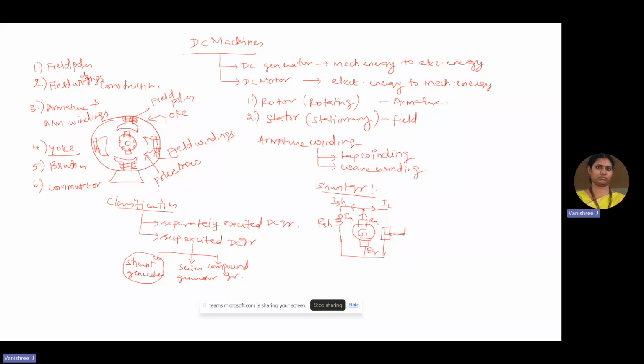On reaching this middle node, the terminal voltage across the load is V. Now, by applying Kirchhoff's current law at this node, we can write IA is equal to IL plus ISH. Then taking the generated voltage as the net voltage, it needs to meet the value of terminal voltage plus IA RA. So this is the EMF equation of the shunt generator.